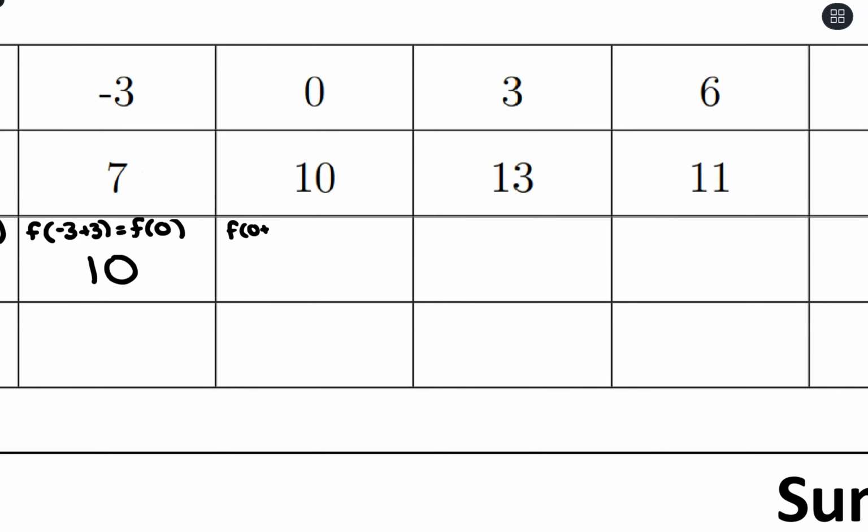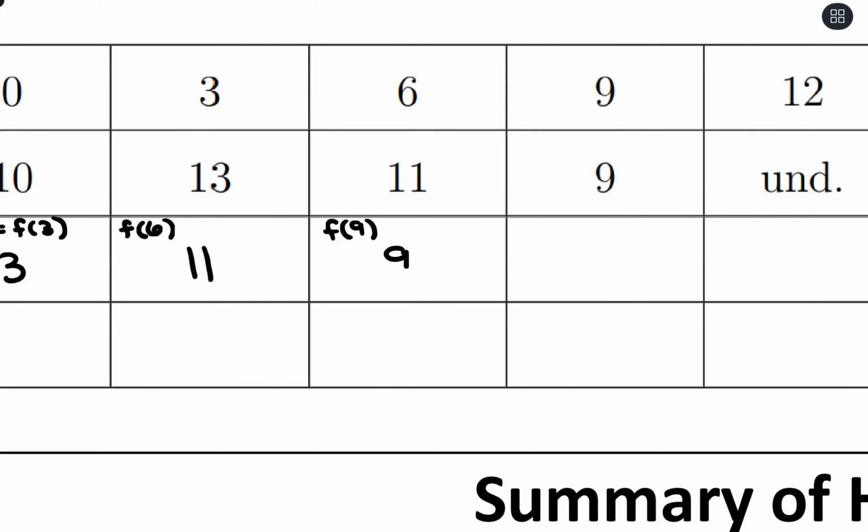F of 0 plus 3, so really we're looking at f of 3, which that output is 13. So we're just grabbing these y values from a different spot, is what's happening. Then f of 3 plus 3, which is 6, and we see our output of 11. F of 6 plus 3, which is 9, which our output is 9. And f of 12, which they're telling us is undefined.